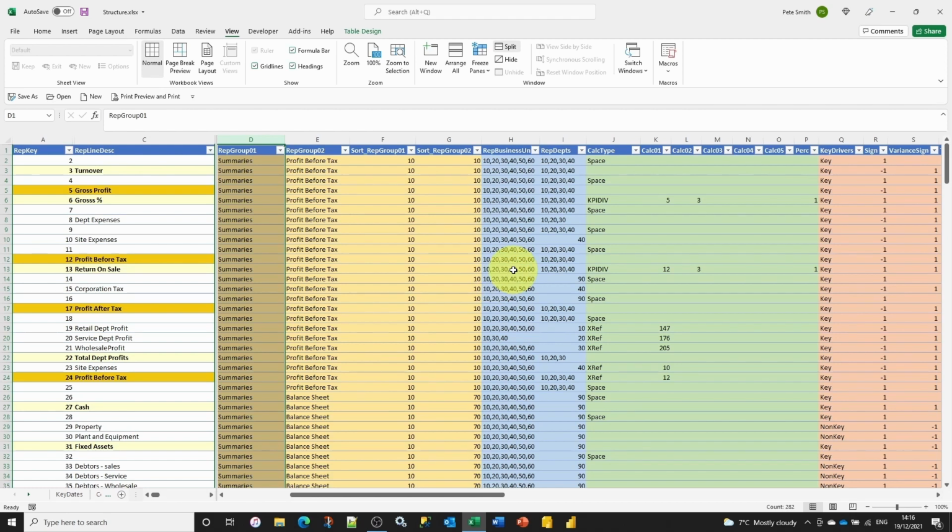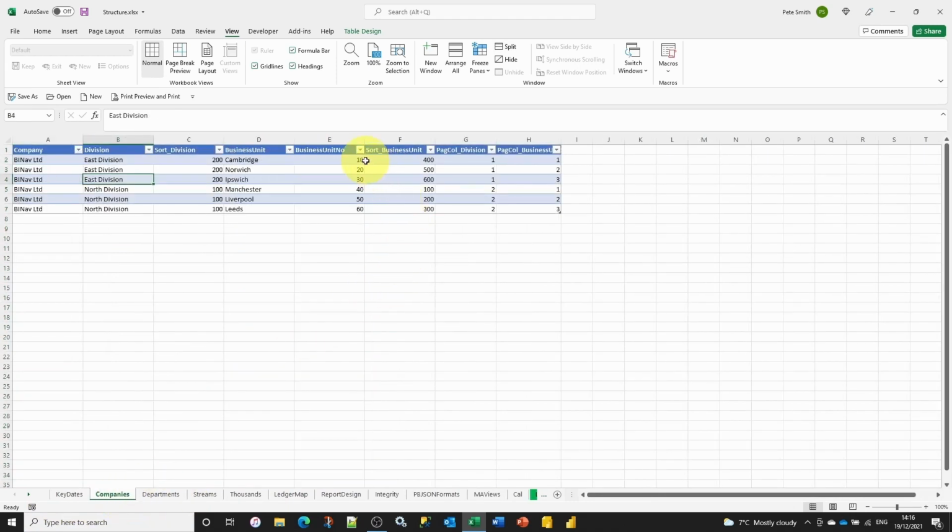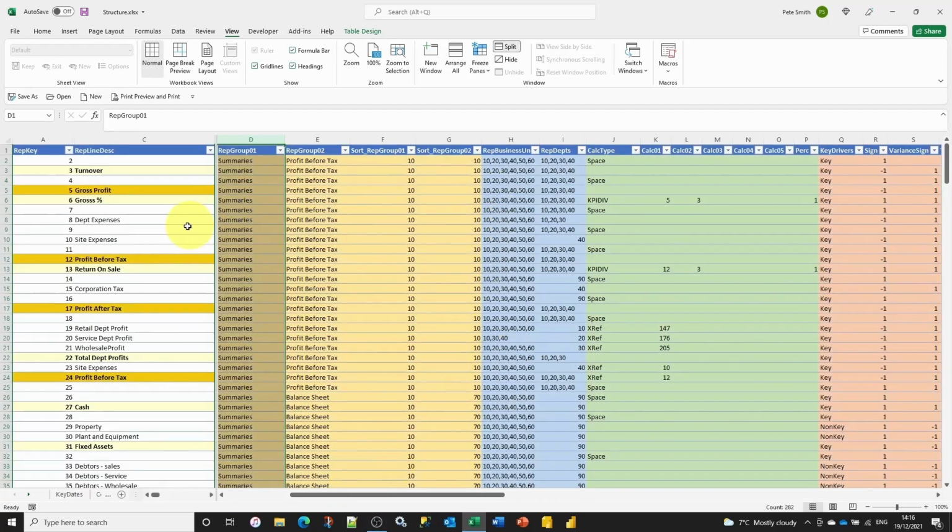The blue headed columns are a comma separated list of, in column H, the business units, and in column I, the departments. If we go back to our company structure, we can see that each business unit has a number. It might be that we don't need numbers to be generated for any one or all of these lines. For example, in this one here, businesses 40, 50 and 60 don't have a service department, so there is no reason to generate those lines.